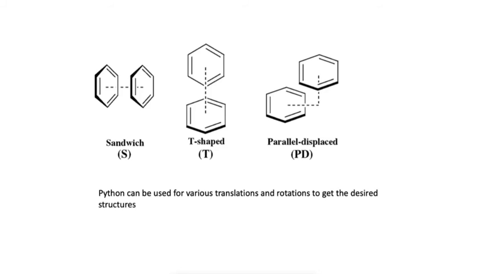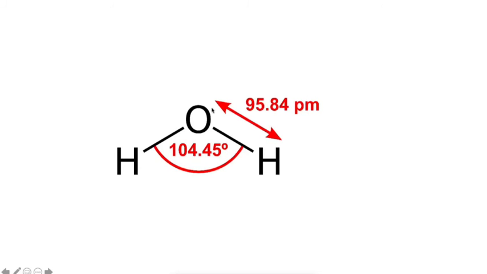operations on these. Moving on, here we show you a water molecule. It's H2O, which consists of two hydrogens and one oxygen atom, and the OH bond length is around 0.9 angstrom, and the HOH angle is around 105 degrees.